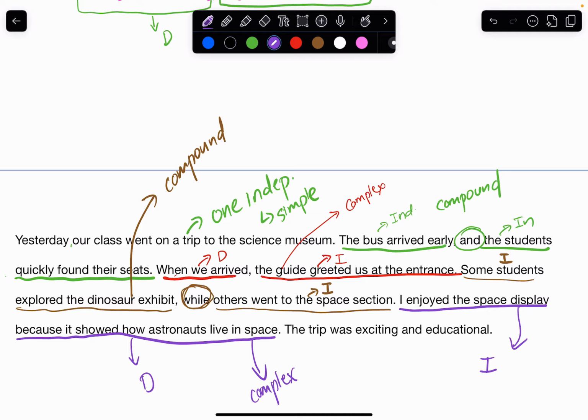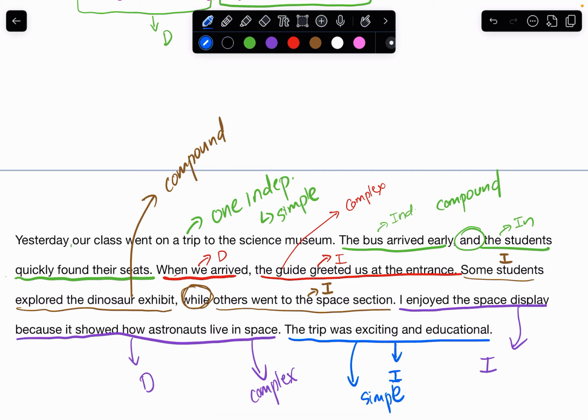Next one is, the trip was exciting and educational. This is just one independent clause. This acts as a simple sentence.